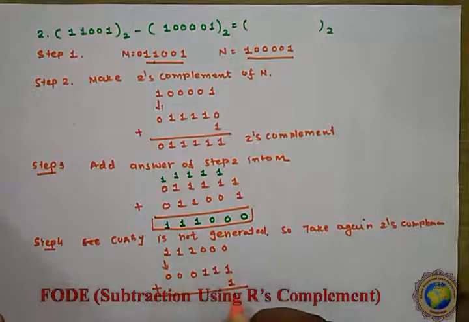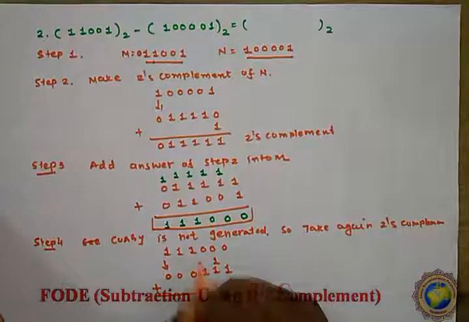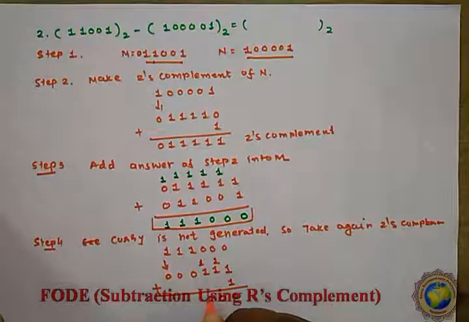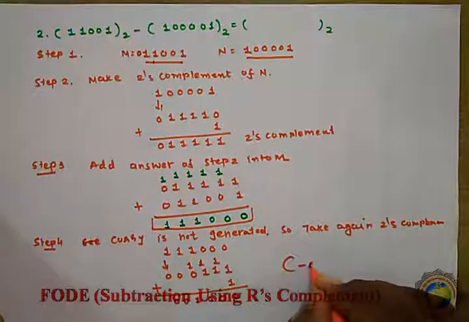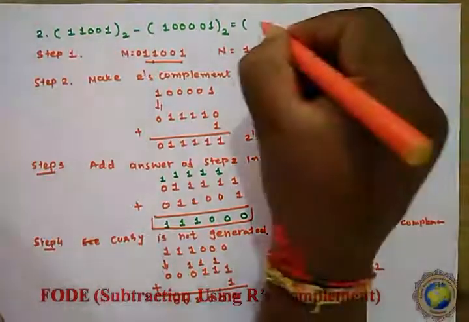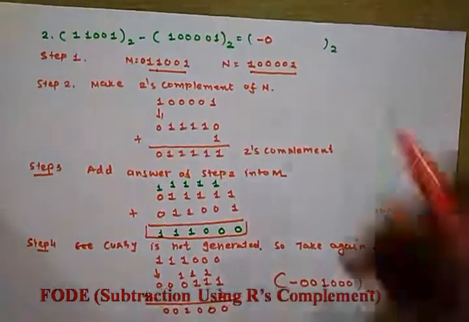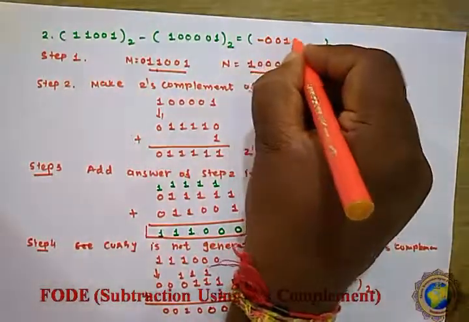So 1 plus 1 is 0, carry 1. 1 plus 1 is 0, carry 1. 1 plus 1 is 0, carry 1. And put a negative sign. So what is the answer of our 0, 0, 1, 0, 0, 0.